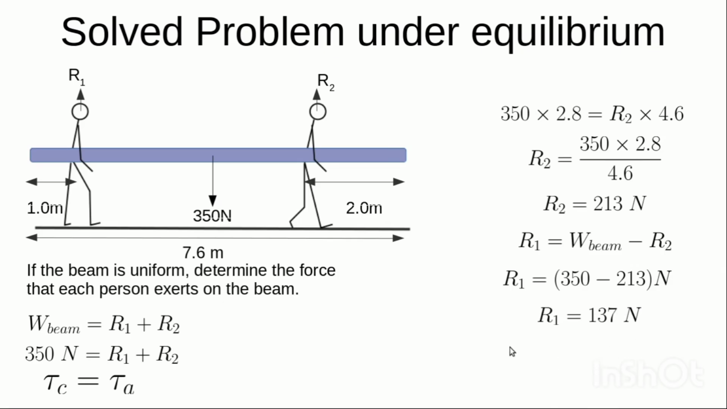So if we bring these two reactions out, we have R1 equal to 137 Newton and R2 equal to 213 Newton. We can see that the force exerted by the second person is more than the force exerted by the first. This gives us an insight into which of them will experience the larger force: whoever is closer to the weight will experience a larger force compared to whoever is closer to the edge. I hope this helps.